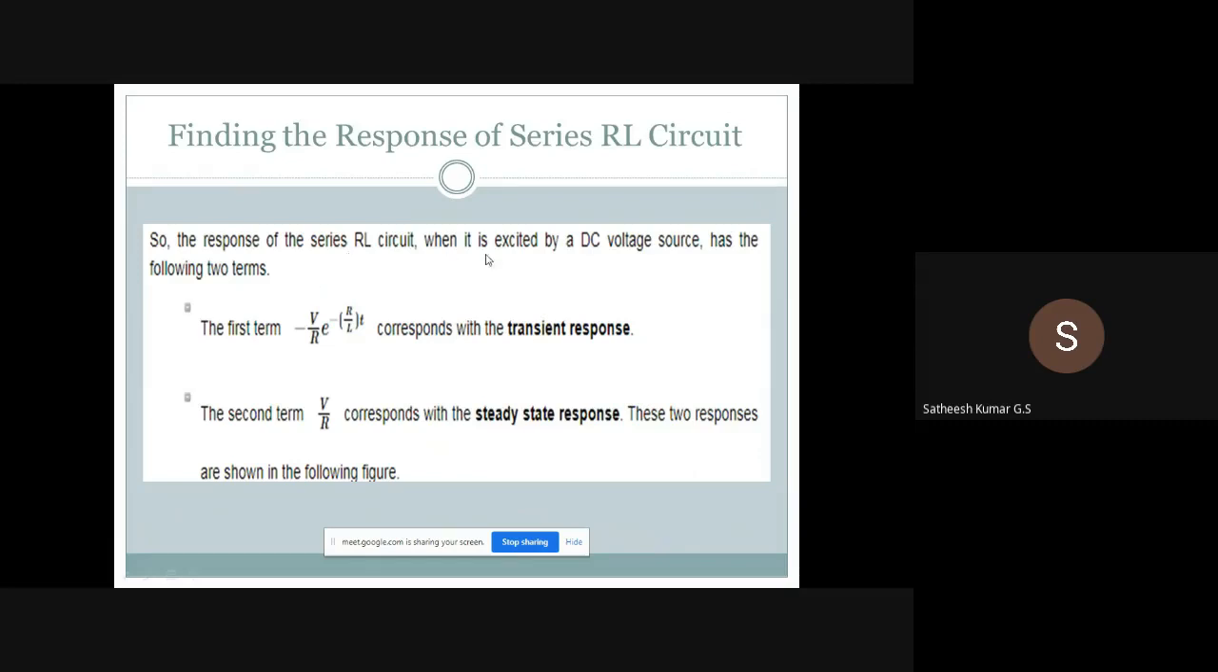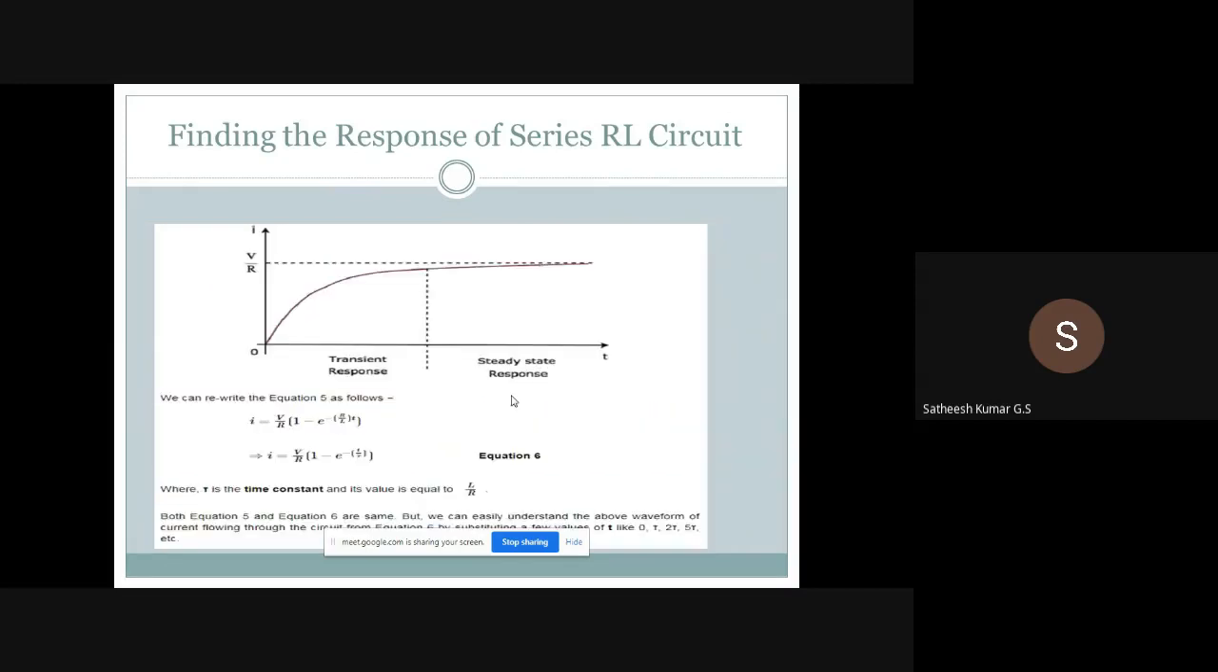So the response of the series RL circuit when it is excited by a constant DC source: the first term, minus V by R e power minus R by L t, is the transient response, and the second term, V by R, is called the steady state response. Now we are drawing these. This is called the transient response, and this is the steady state response. For example, at time t equal to 0 the circuit will be open. Suddenly we close the circuit, the current will gradually increase to its maximum level. After a certain period, it will reach the steady state response.